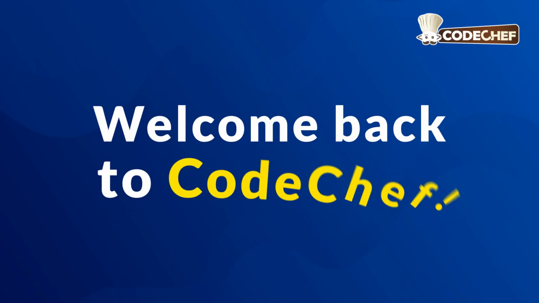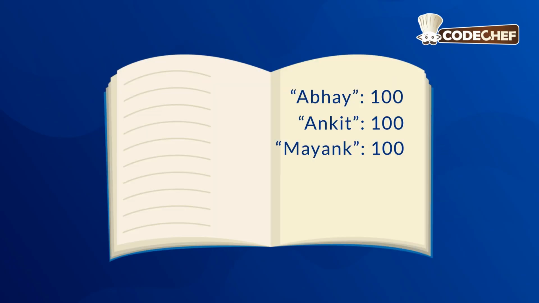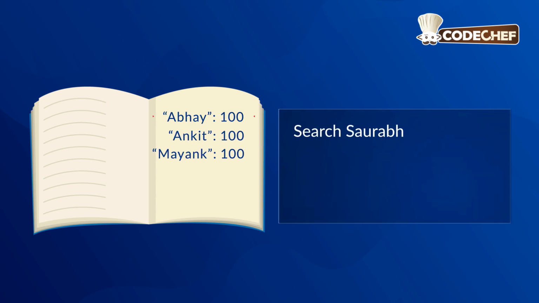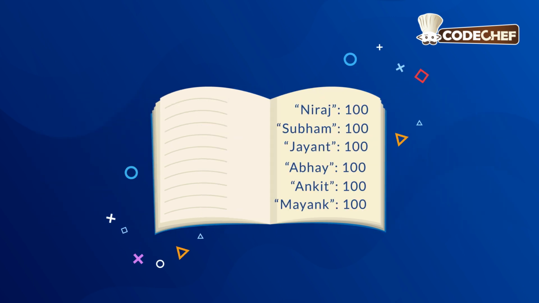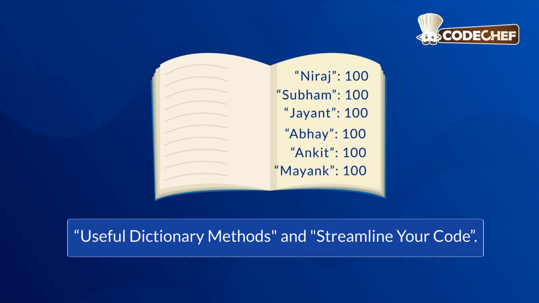Welcome back to CodeChef. You've learned the basics of creating and accessing dictionaries. But what if you need to safely get a value without risking an error, or efficiently combine two dictionaries? Python gives us a set of powerful built-in methods to handle these exact tasks. Today, we're going to explore the most useful dictionary methods that will make your code safer and more efficient.